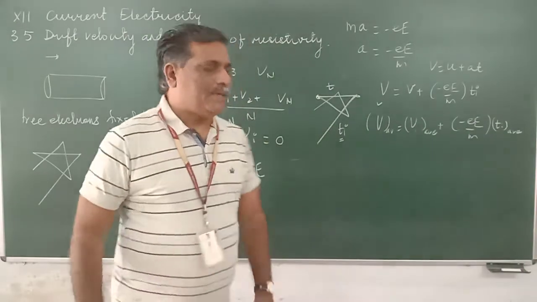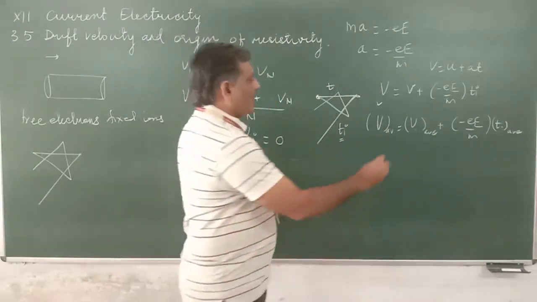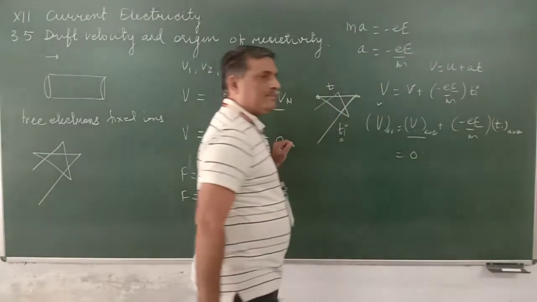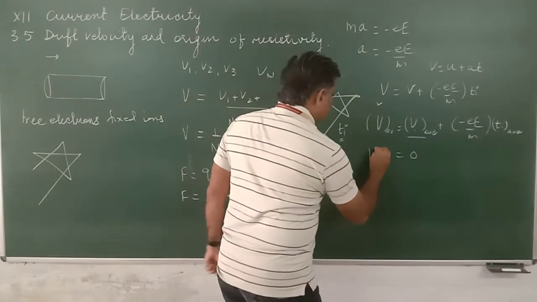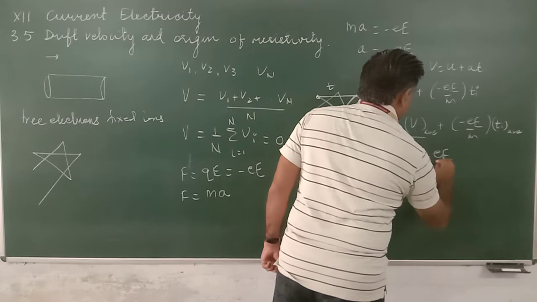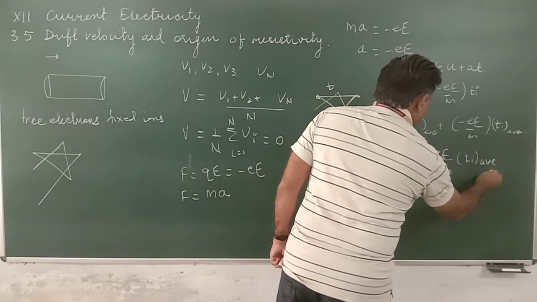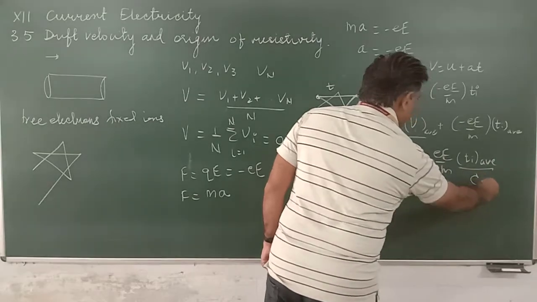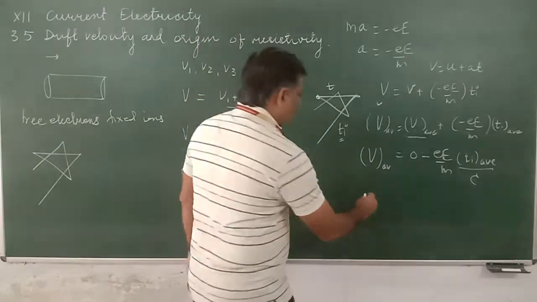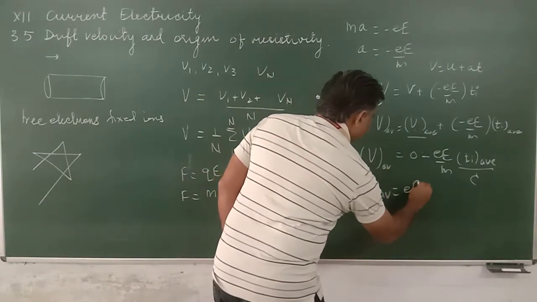We have taken the average. Average means summation in this one. Now this V average, without electric field, becomes 0. This is again V average for all, minus e by m, and the average. This average value is known as the relaxation time, tau average, we define it as. Therefore, this V average is equal to minus eEτ/m.